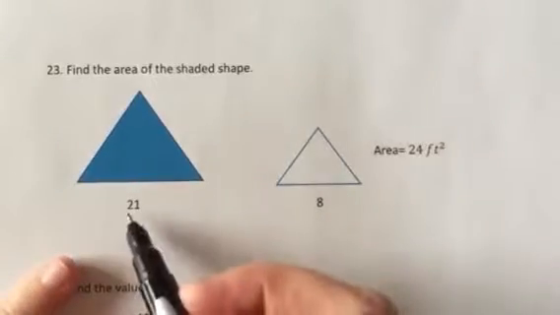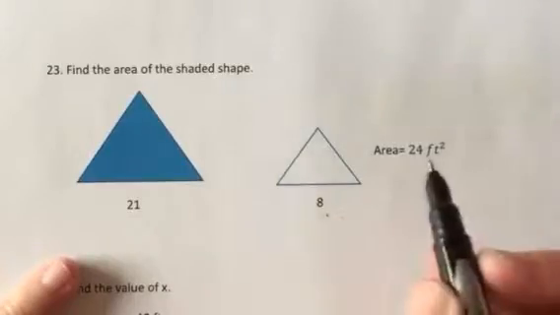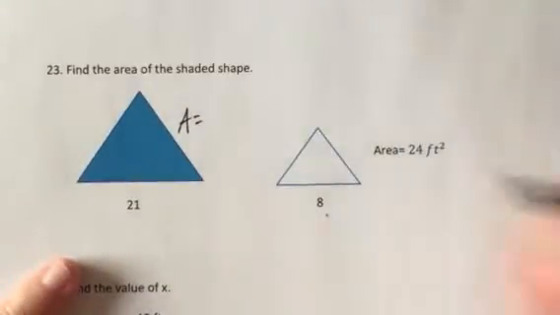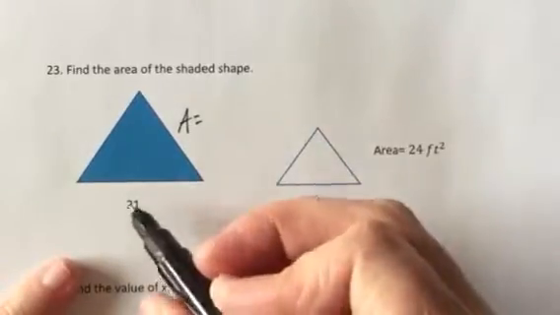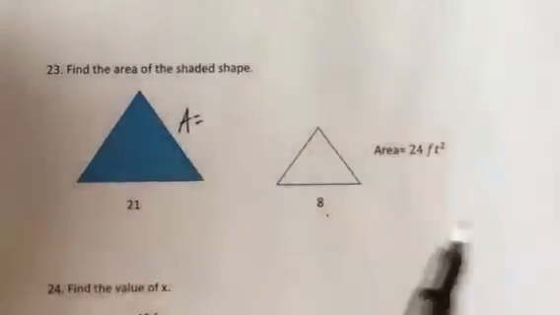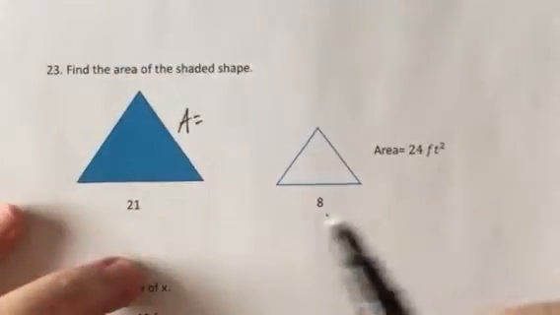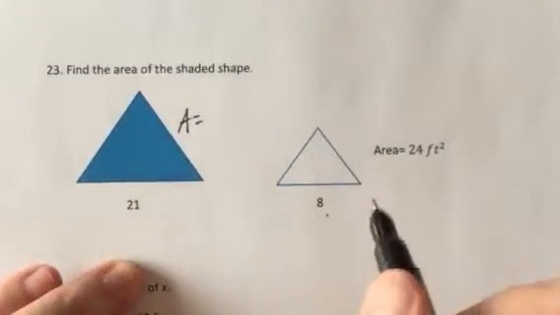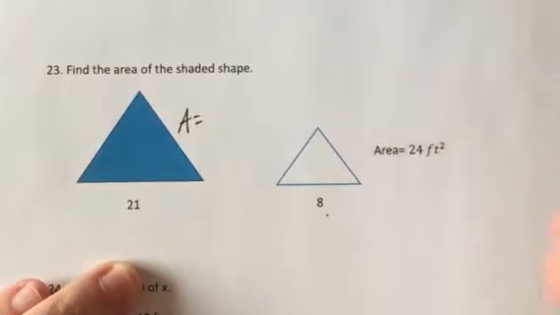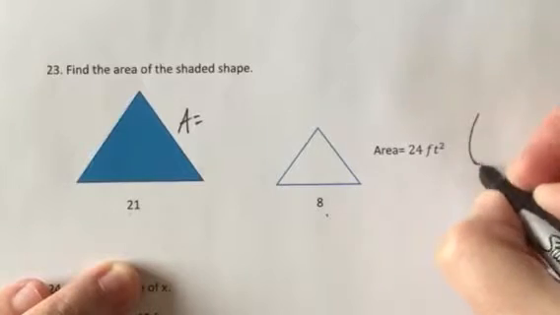Okay, so what we have is a side length and one area, and we're missing the other area. So we want to know that. So what we're going to do, it doesn't ask for a scale factor, nor for the shaded to the not shaded or anything like that. So it doesn't matter if we do 21 over 8 or 8 over 21. Just once we pick something, we're going to stick with it. I'm going to do 21 over 8.